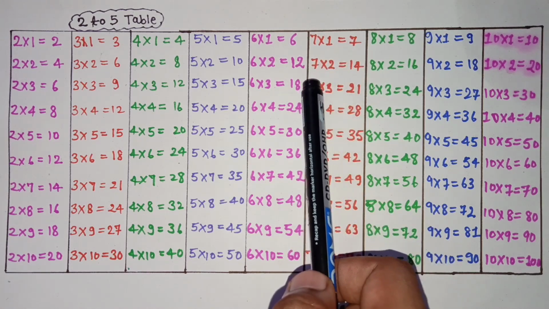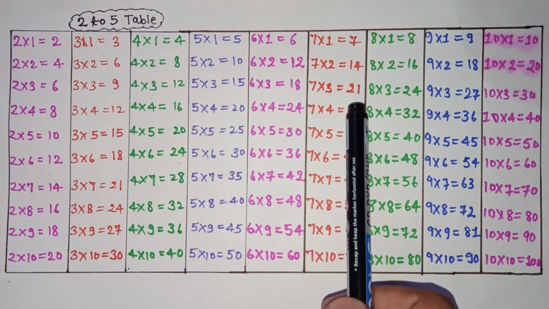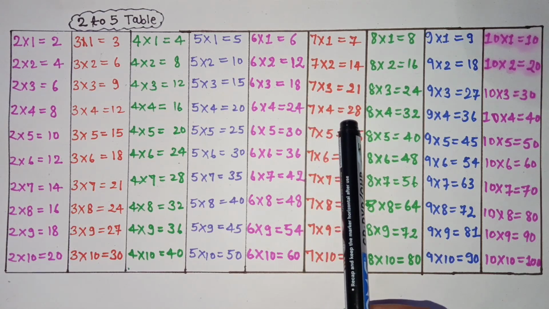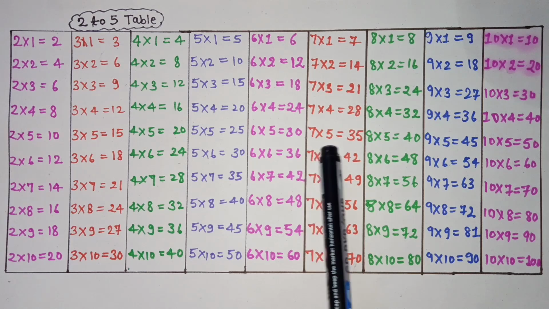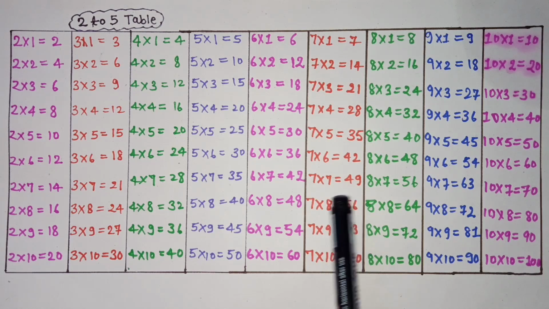7 1s are 7. 7 2s are 14. 7 3s are 21. 7 4s are 28. 7 5s are 35. 7 6s are 42. 7 7s are 49. 7 8s are 56. 7 9s are 63. 7 10s are 70.